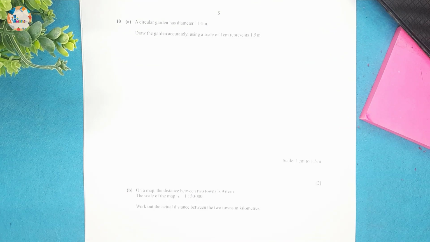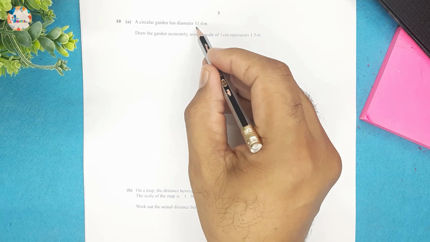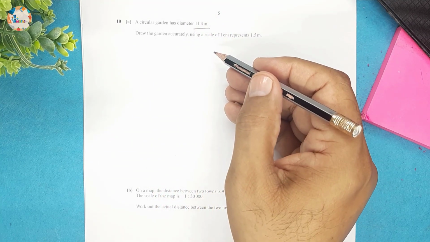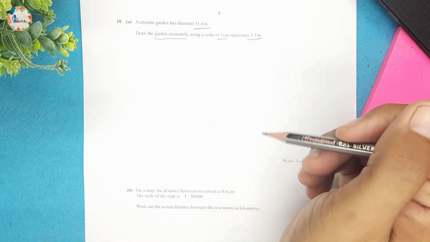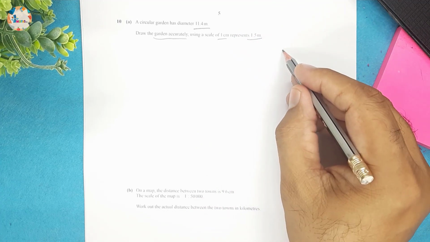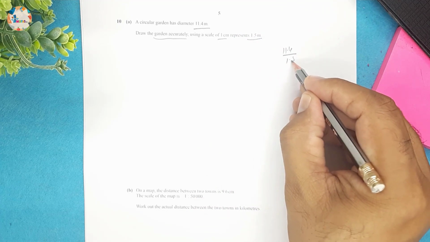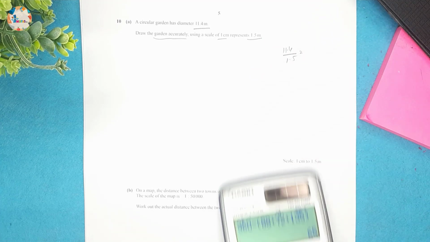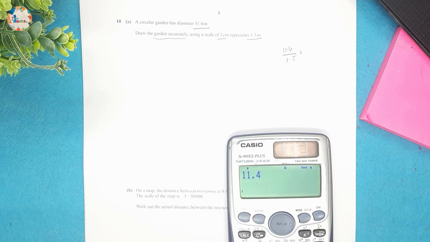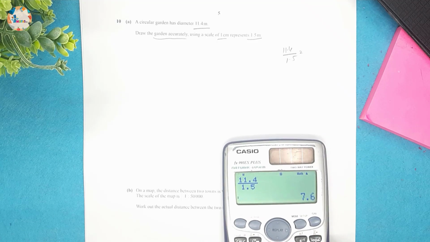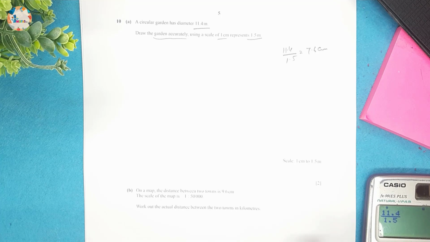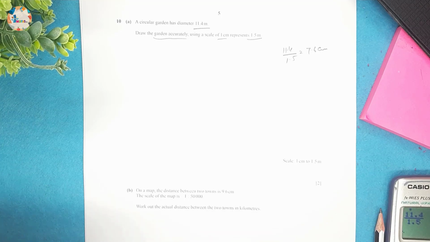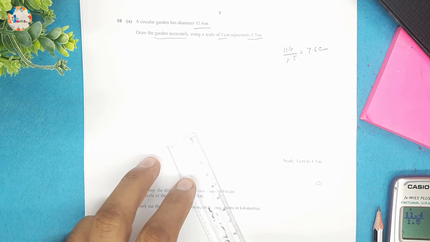Question number 10. A circular garden has a diameter of this one. This is the diameter. Draw the garden accurately. Accurate drawing is required. Using a scale of 1 centimeter equals 1.5 meters, 11.4 will be divided by 1.5, converting this, and 11.4 divided by 1.5 will be equal to 7.6. So this will be 7.6 centimeters. So we have to draw a 7.6 centimeter circle.